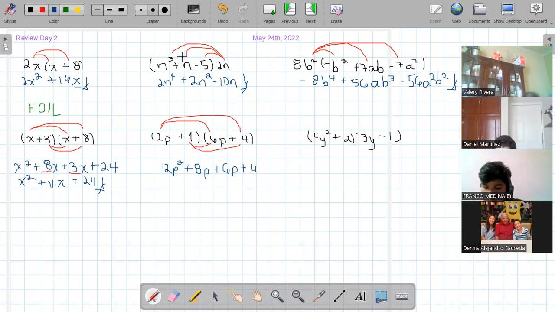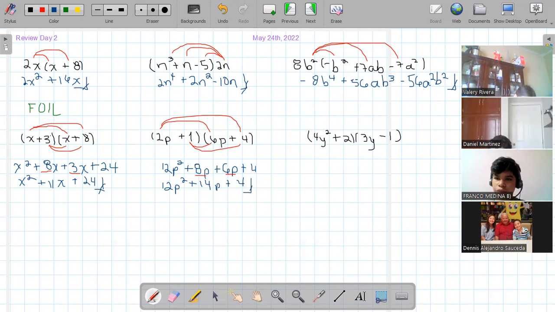Do I have the middle terms as like terms? Are my two middle terms like terms? 8p and 6p. Yes. And we simplify, okay? So 12p squared. How much is 8p plus 6p? Plus 14p. And plus 4. And that's it.